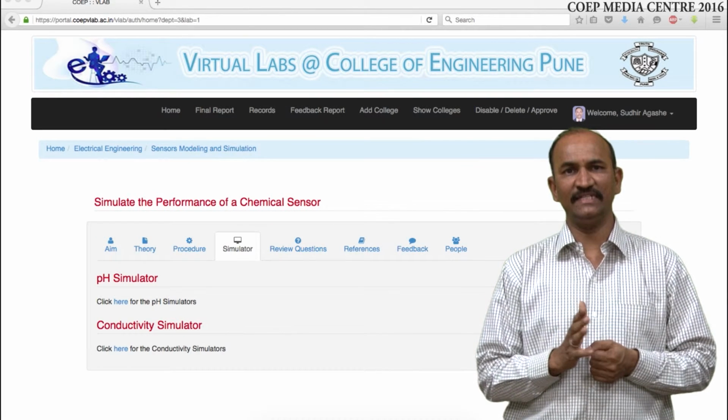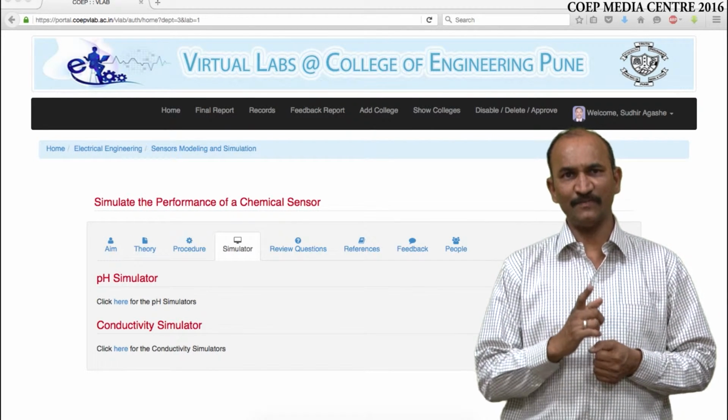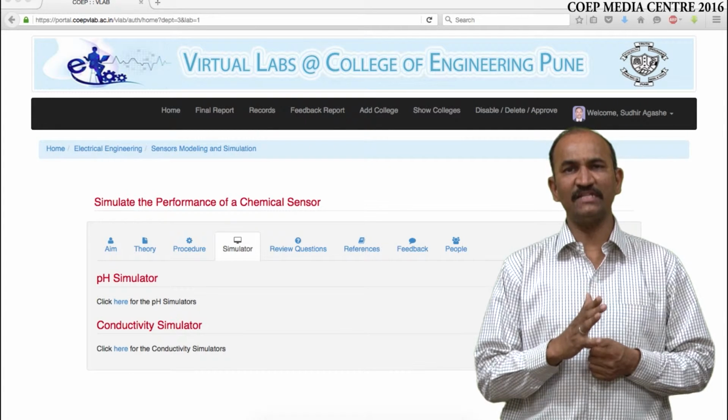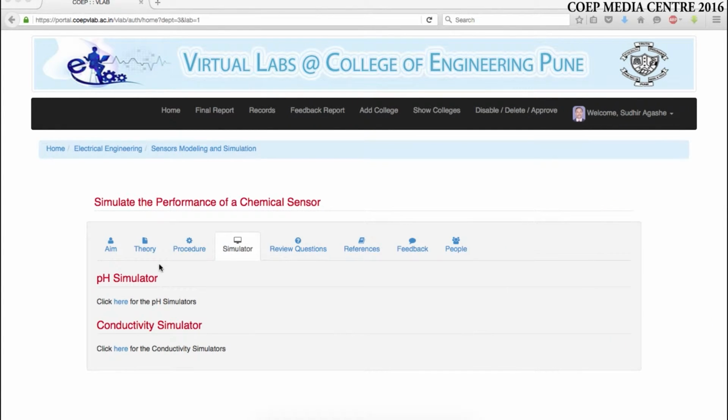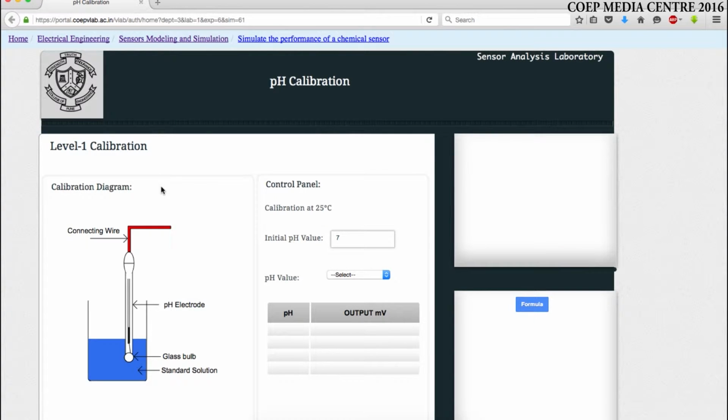pH and conductivity sensors. In this experiment, we will study a pH simulator and a conductivity simulator. The theory, procedure, and review questions are already there, and users are advised to read the theory and procedure before performing this experiment. So if you want to see the simulator of pH, click here for the pH simulator. The simulator will open, and level 1 is meant for calibration.